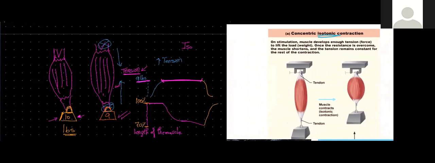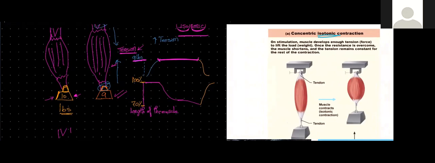What I mean by iso is constant, and tonic means tension. So if I have constant tension in the muscle, it's an isotonic contraction. So why did I call it isotonic contraction? Because once you reach enough tension in the muscle that allows you to move the load, the tension is going to remain constant. There will be no increase in the degree of tension to reach the maximal force of contraction.